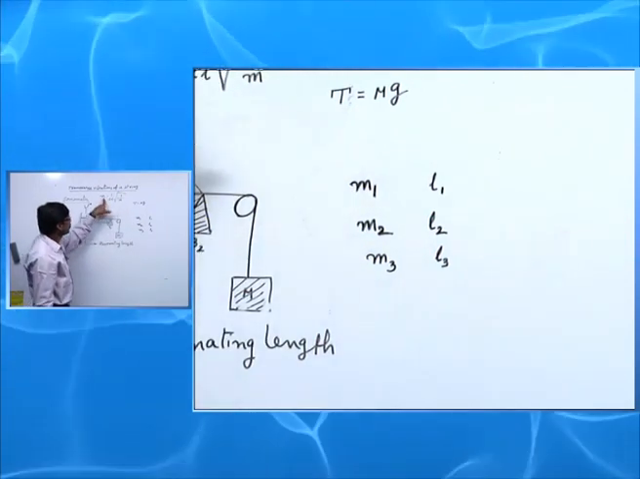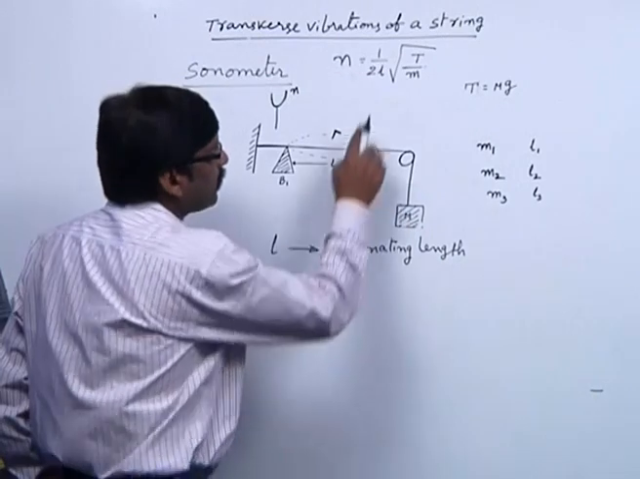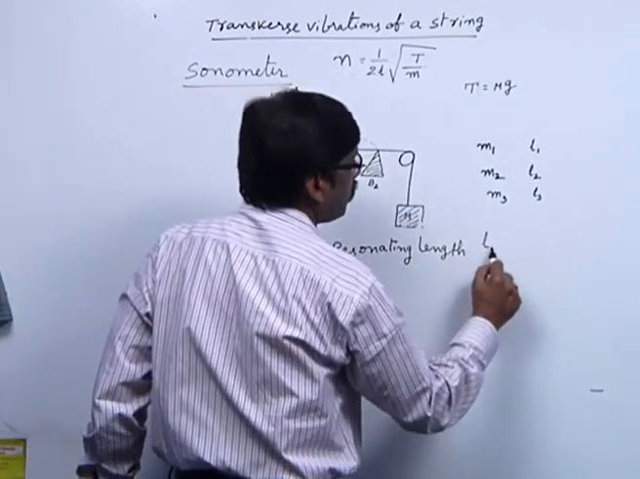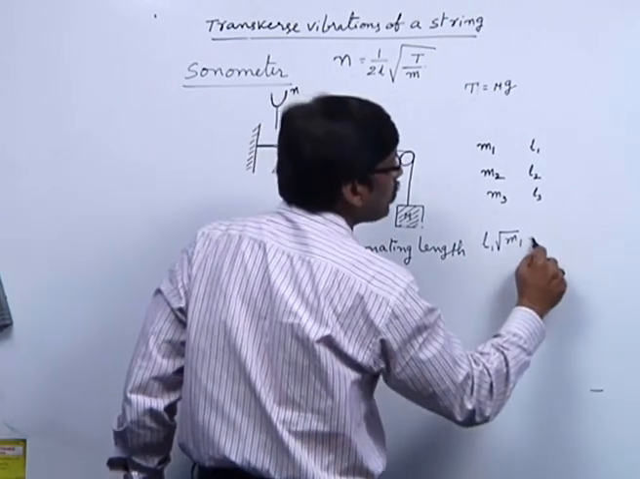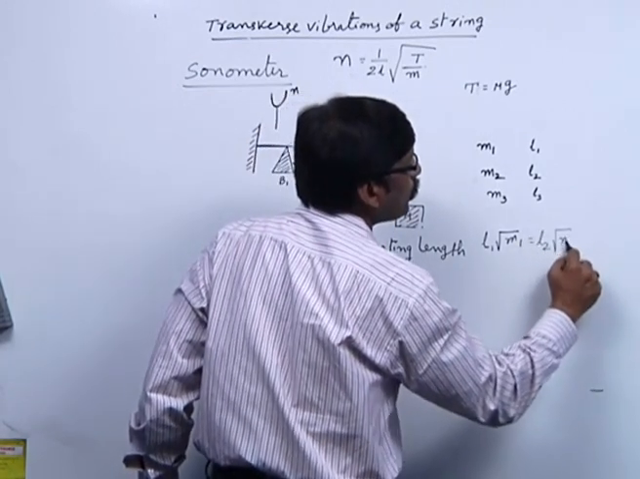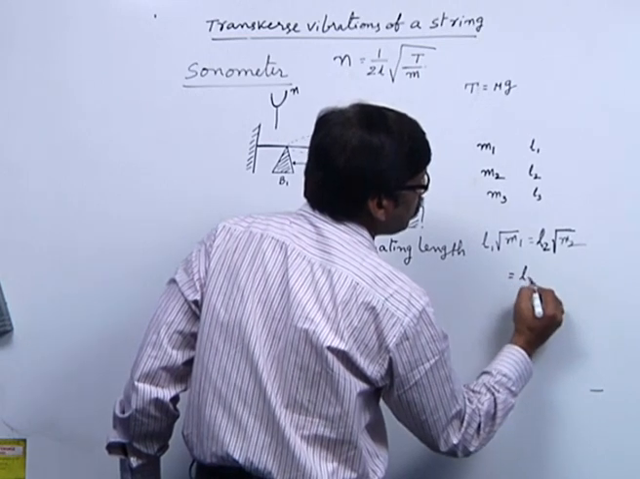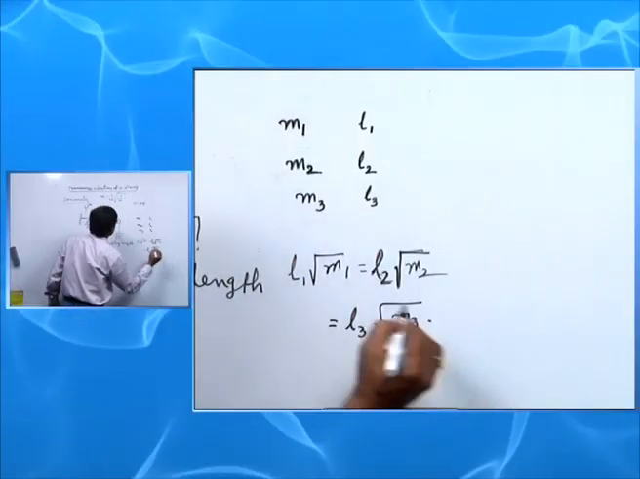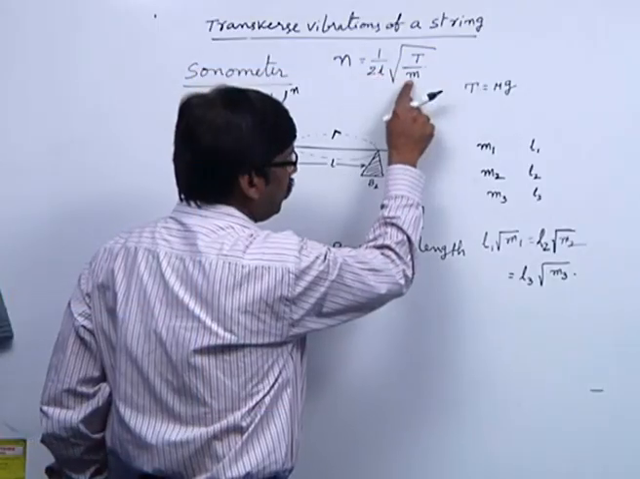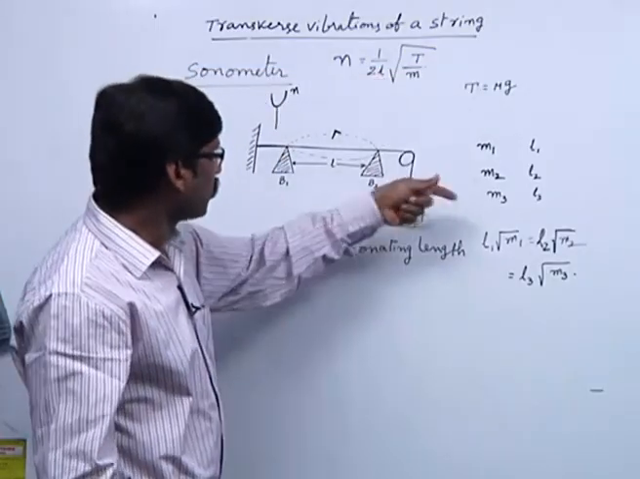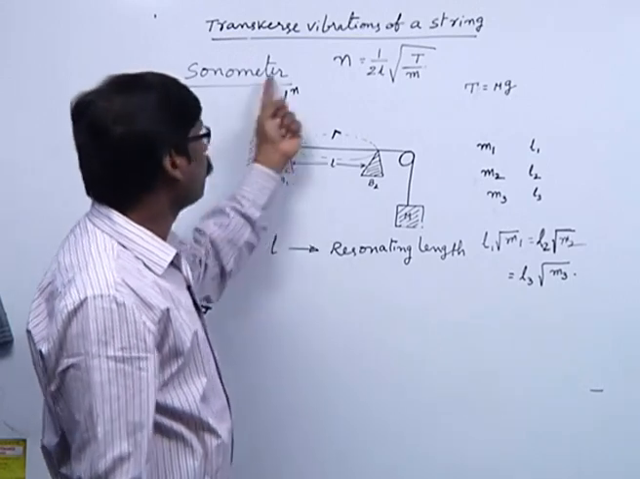Now, since I am using the same frequency and the same tension throughout my experiment, I can prove that L1 into root M1 is equal to L2 into root M2, is equal to L3 into root M3. So, we have finally proved that L into root M is constant. That is the third law proved. So, the transverse vibration of a string can be experimentally proved by the sonometer.